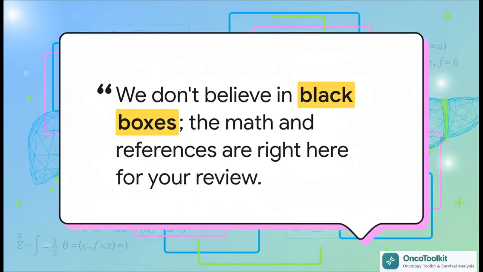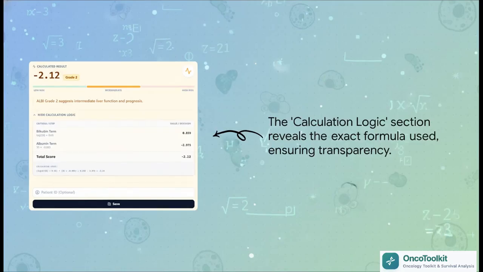And this really gets to a core principle for us. We don't believe in black boxes. The math and the reference tables are right here for your review. So if you look at this expanded view, this calculation logic section breaks the whole thing down. It shows you the exact formula from that original Johnson paper, it shows the values that you entered, and it shows precisely how they combine to produce the total score. This kind of transparency is what builds clinical trust and lets you verify everything.